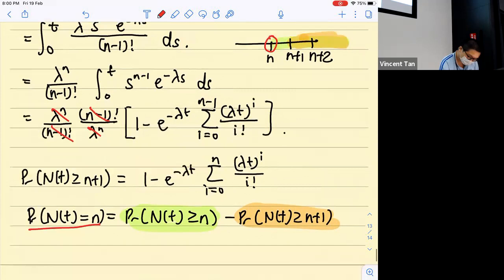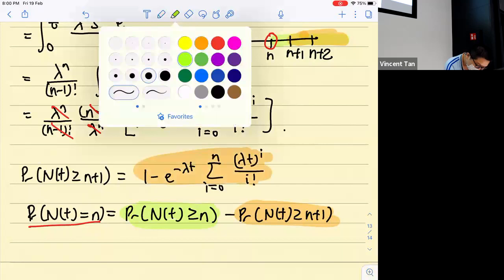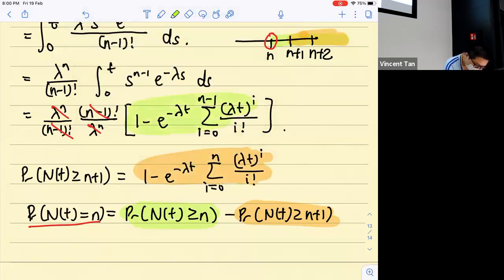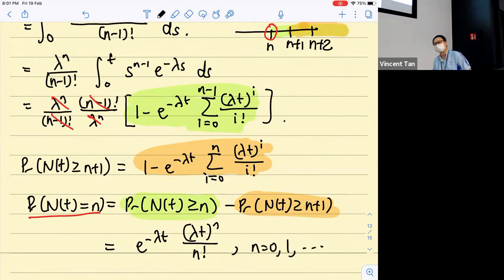I'm taking away. So what will we do? We take this right hand side, and we take the green minus the orange. What are we left with? Beautiful. e^(-lambda t). We are left with the n term, (lambda t)^n over n factorial. So this is my proof.